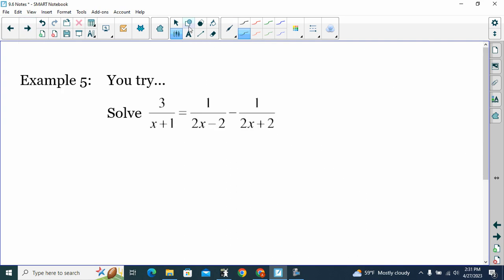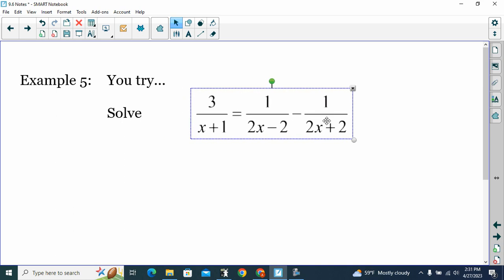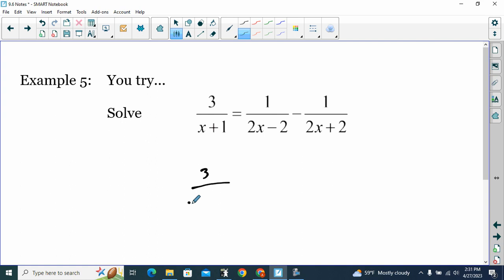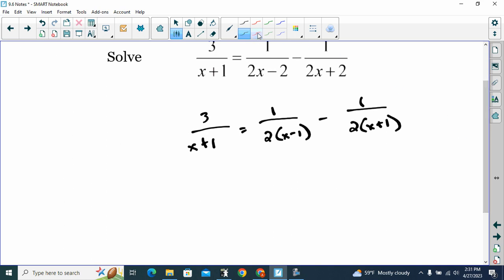Last one, example 5. I want you to try this one. Solve this rational equation. So pause the video, you try it. Once you think you have it, you can restart the video. I'll show you the solution. We're going to start by factoring everything. The LCM is 2 times x plus 1 times x minus 1.